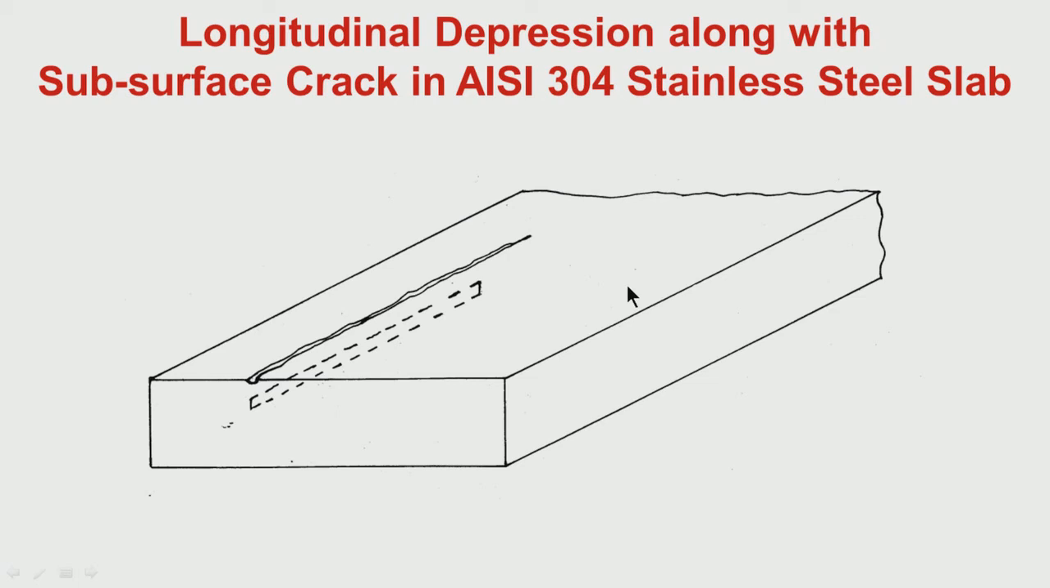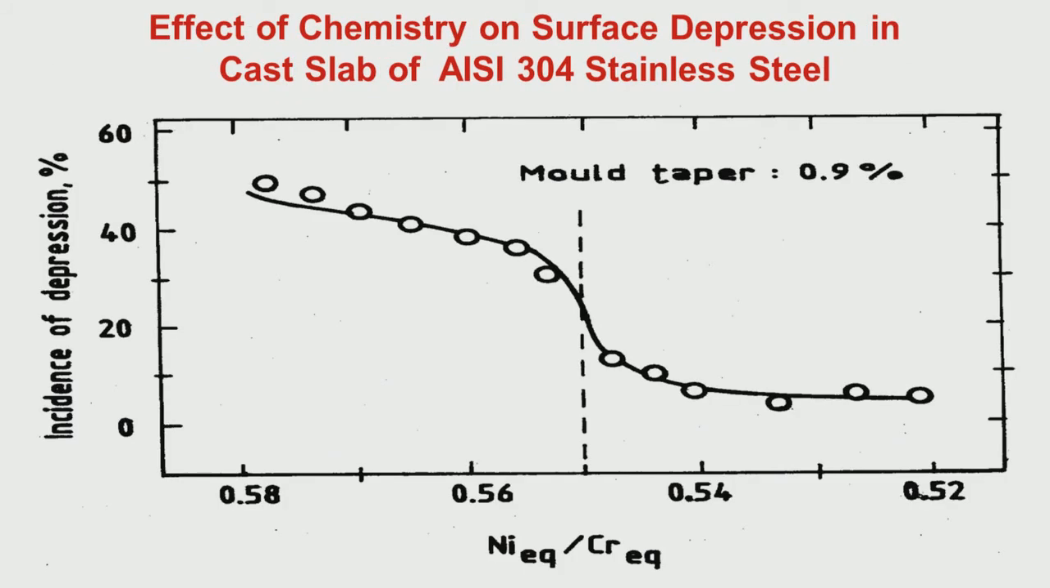You adjust the taper, you adjust the powder characteristics, you adjust the mold oscillation parameters, like you adjust the frequency, you adjust the amplitude. So after doing all this, also for the normal AISI 304 chemistry, you will find some amount of depression. Now if you want to control those depressions, what we have done is basically a minor adjustment of chemistry.